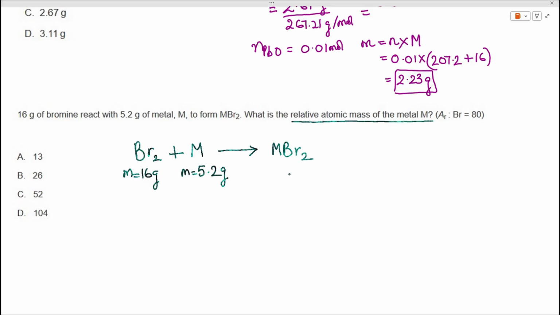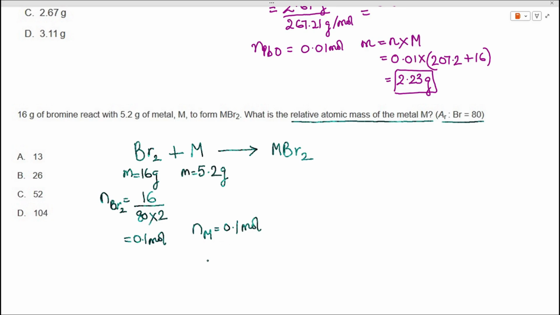Now first, we'll calculate the number of moles of bromine. So the number of moles of Br2 will be equal to the given mass divided by its molar mass. For finding the molar mass of Br2, we'll have to take the atomic mass of bromine, which is 80, and multiply it by 2. This gives us 0.1 mole, because in the balanced chemical equation, the ratio is 1:1. So the number of moles of the metal also is 0.1 moles.